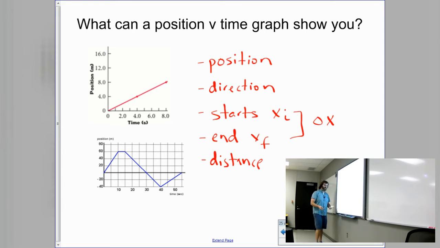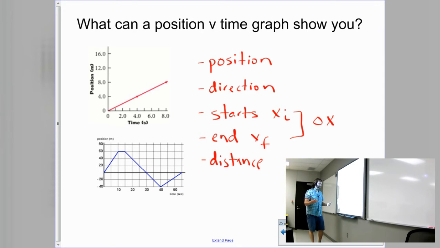And then with that information, I can just subtract the two, which for the second one actually ends up being zero displacement because it started and ended at the same place. So that's even easier. So these are some basic things that a position time graph can show you.